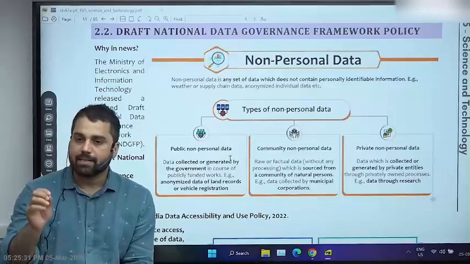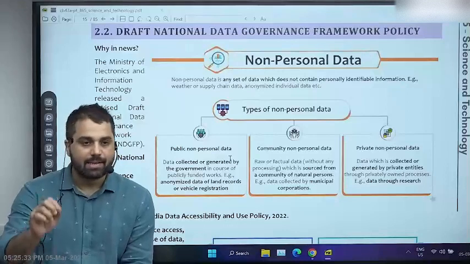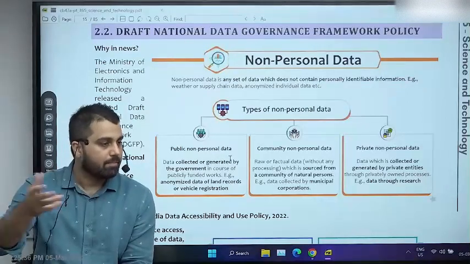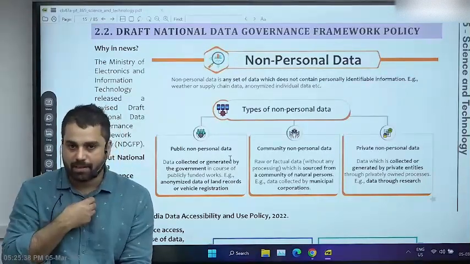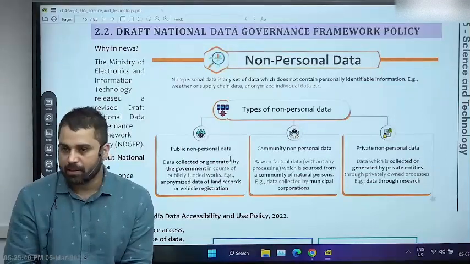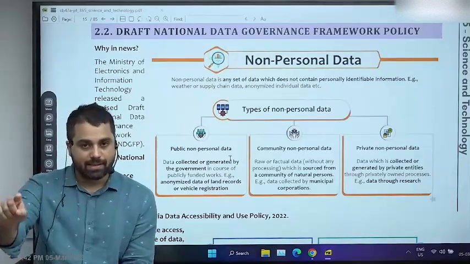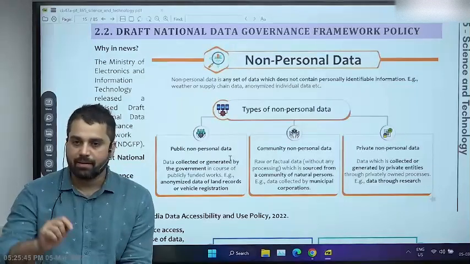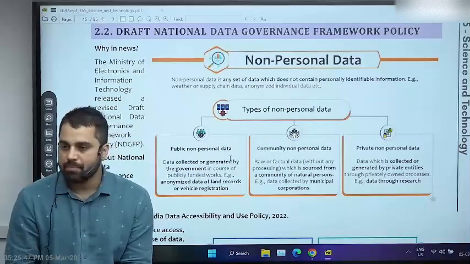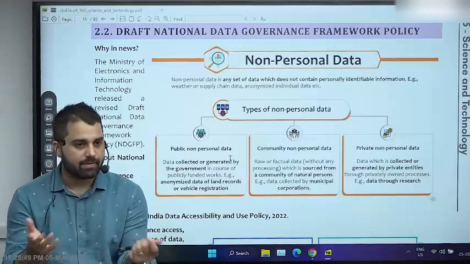But there is a very serious threat, and that threat is that data is often personal data, that it is my personal data, and government does collect a lot of personal data. So personal data ka direct use, that can hamper the right to privacy, and right to privacy as of now is a fundamental right.